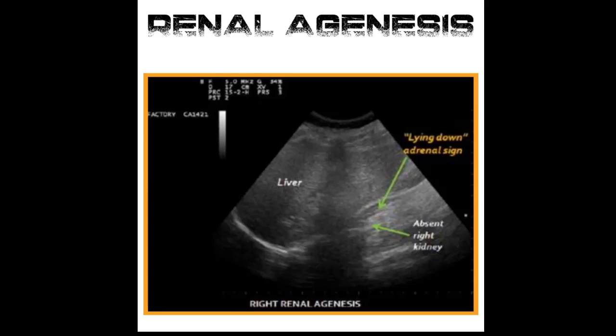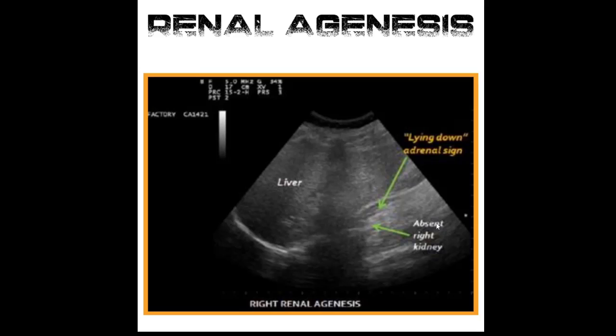So here we have a patient that has an empty right renal fossa, and we have the lying down adrenal gland sign here. So here's the adrenal gland. Normally they're bunched up in a little triangle. We can see it elongated out, and then we don't see any renal tissue in the area.